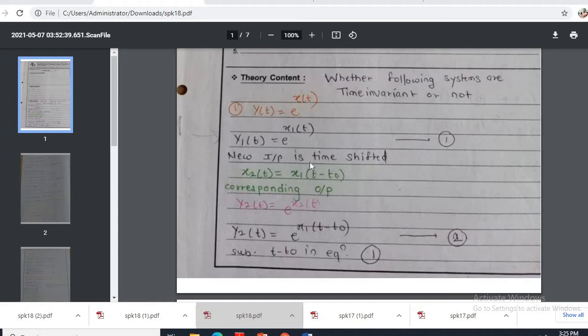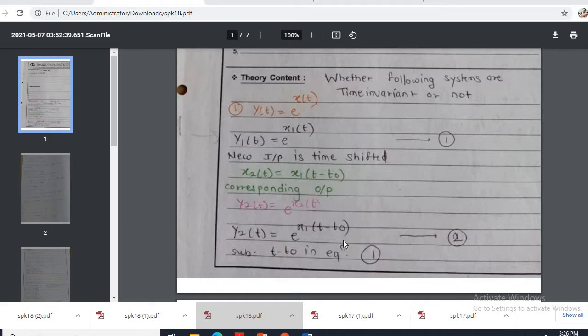Now the new input I am going to apply is a shifted version of the earlier input. So the new input I am naming as x2(t), which is equal to x1(t minus t0). This t minus t0 is indicating the time shift. Now the corresponding output will be y2(t) is equal to e raised to x2(t). Now instead of x2, we want to substitute x1(t minus t0). So our system equation becomes y2(t) is equal to e raised to x1(t minus t0).